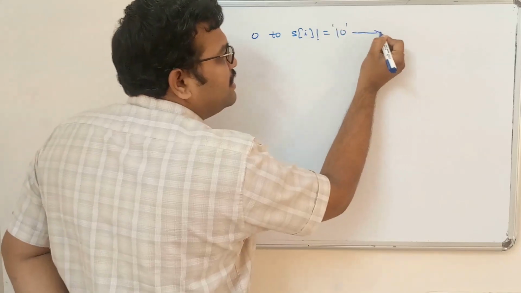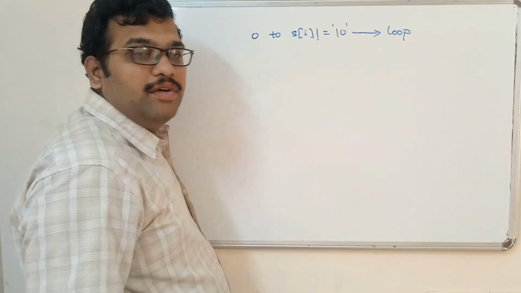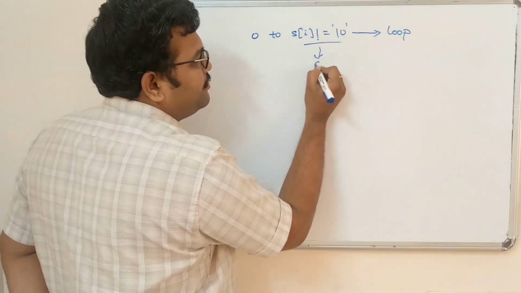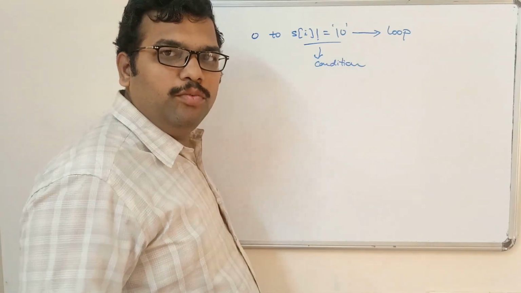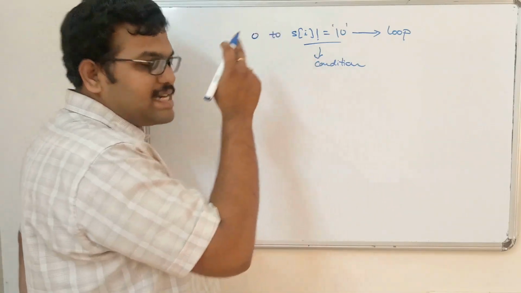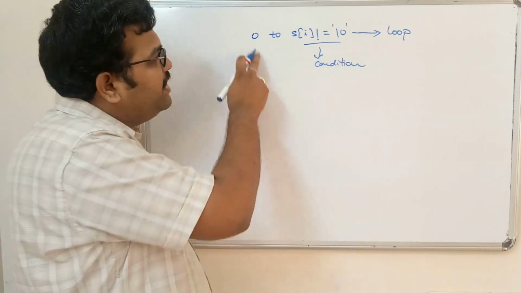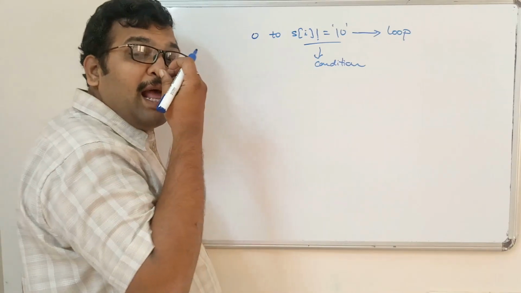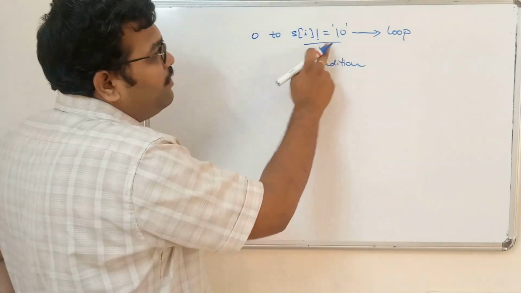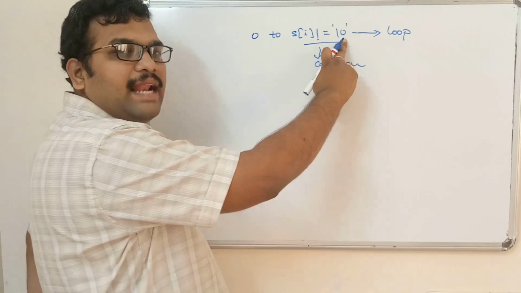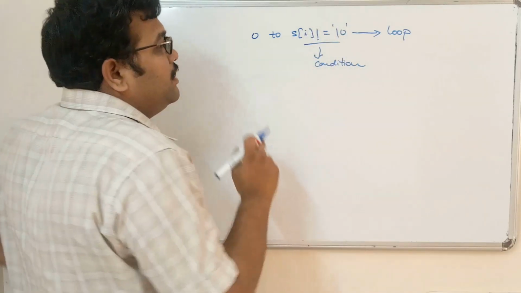So this is the loop. We have to continue this loop, and this is the condition. We compare each and every character from the 0th index to the last. We stop the loop whenever we reach \0, so s of i not equal to \0.